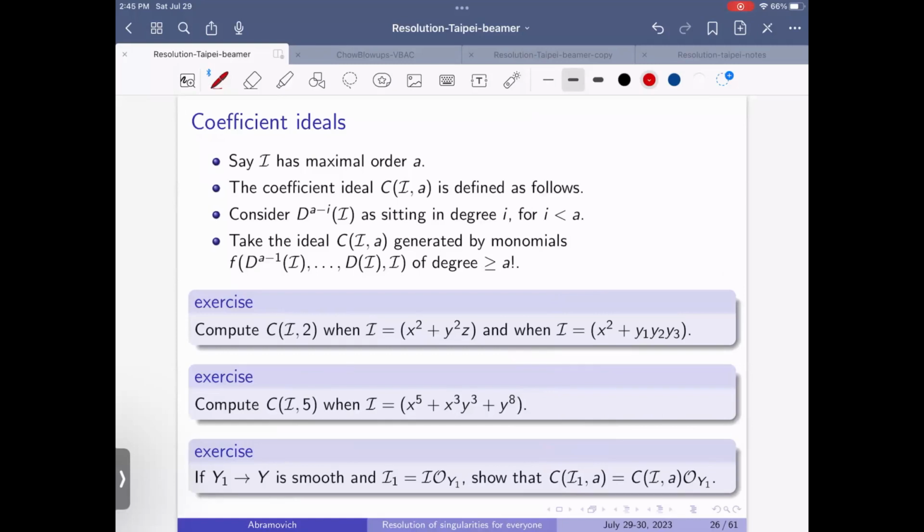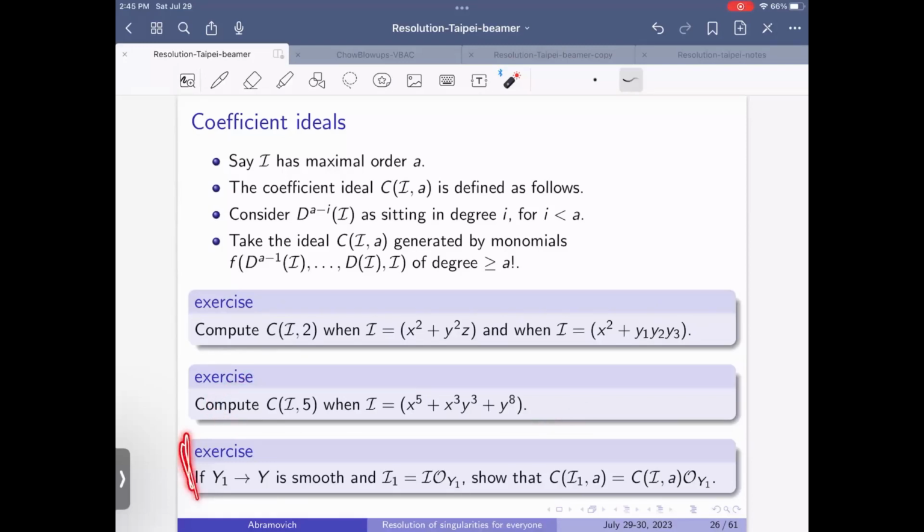So the exercise is to compute the coefficient ideal. It's easy to compute the coefficient ideal when the order is 2, because 2 factorial is 2. So it doesn't go very far. It's a bit harder to do it when the order is 5. So this is certainly something that you want to do at home.